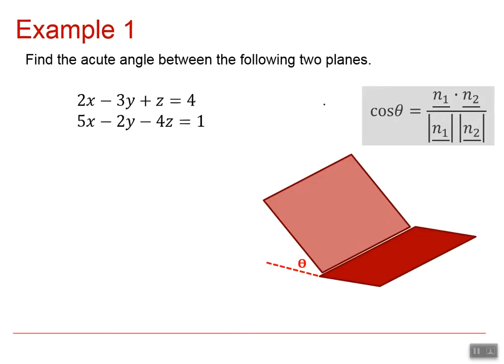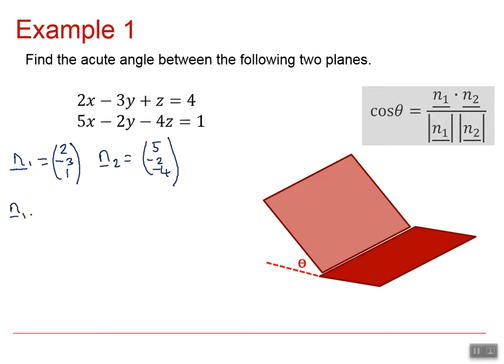Okay, so example 1, we're going to find the acute angle between the following two planes. So first of all, we need the normal vectors. So n1, just straight from the equation of the plane, is (2, -3, 1). And n2 is (5, -2, -4).